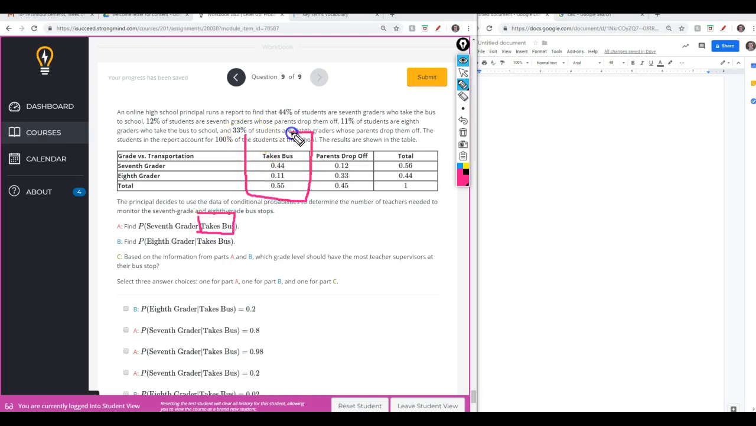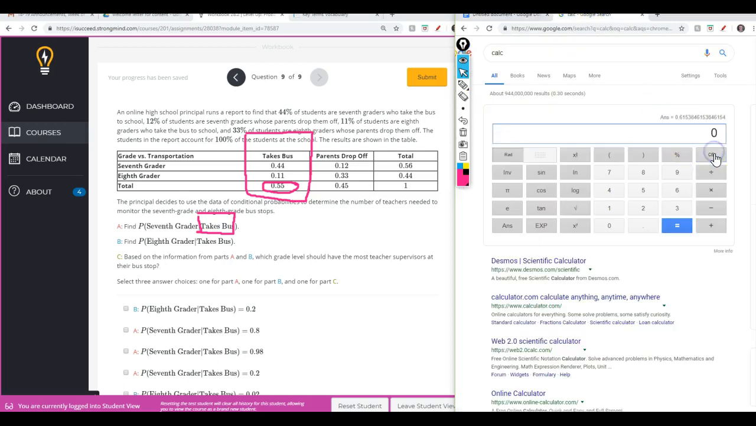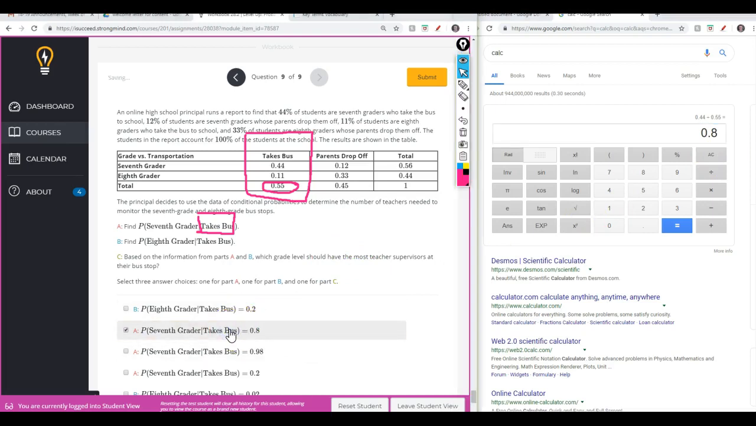So right here, they take the bus. So here's our total, 0.55. So that's going to be what it is divided by. Now this 7th grader is what's the percentage of that? So 0.44 was our percentage that took the bus, and we're in 7th grade, so 0.44. So we're going to click calculate. So 0.44 divided by 0.55 equals 0.8. So there's 80% of 7th graders that take the bus.